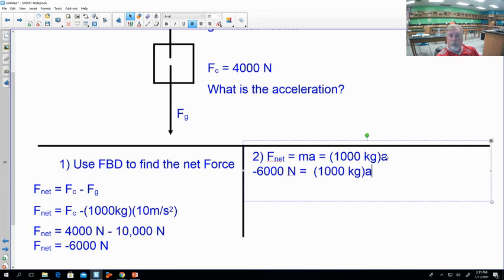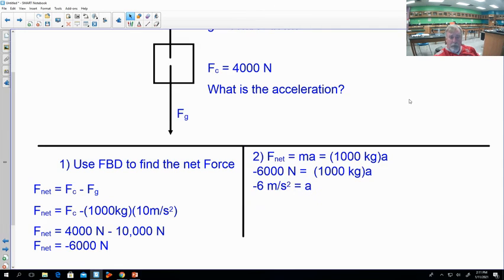Negative 6,000 newtons equals 1,000 kilograms times a. Let's divide both sides by 1,000 kilograms. And what are we going to be left with? Negative 6 newtons divided by kilograms. We're looking for acceleration. So you guys know by now, acceleration has units of meters per second squared. We just found our acceleration. Hoping that makes some sense here.